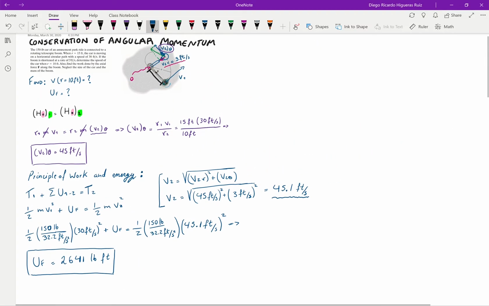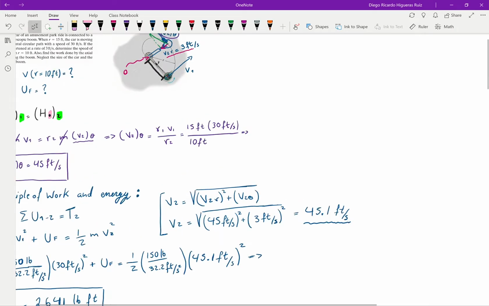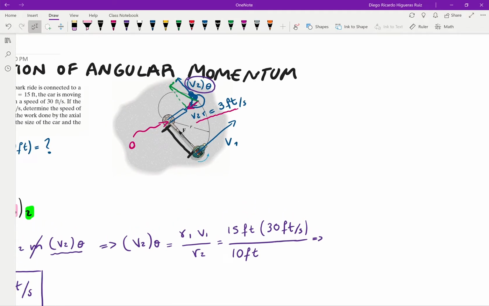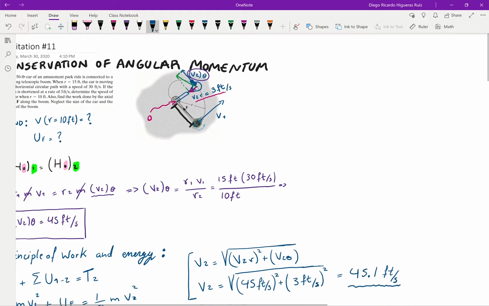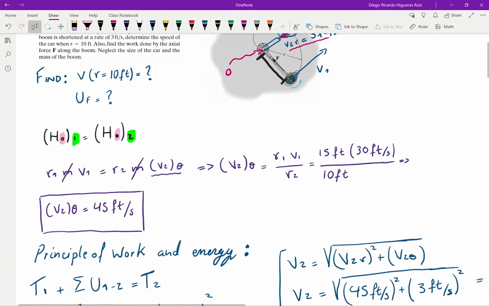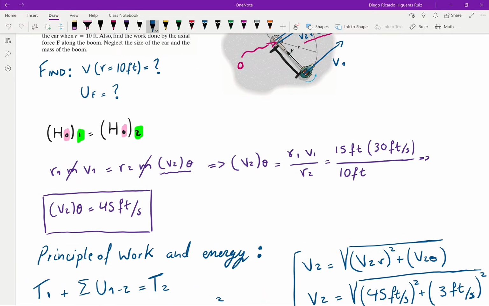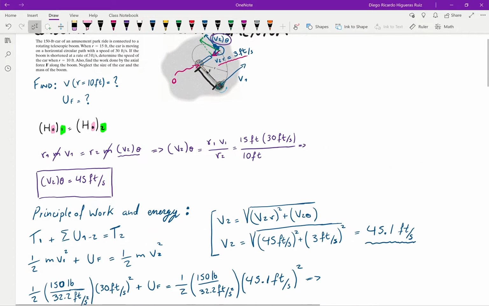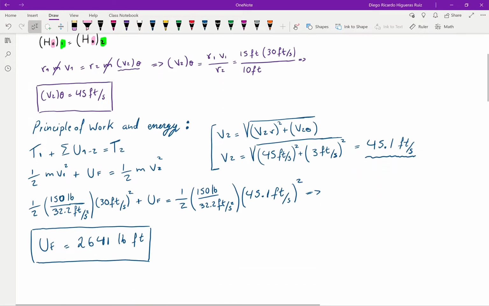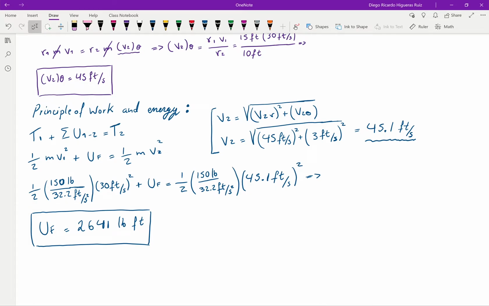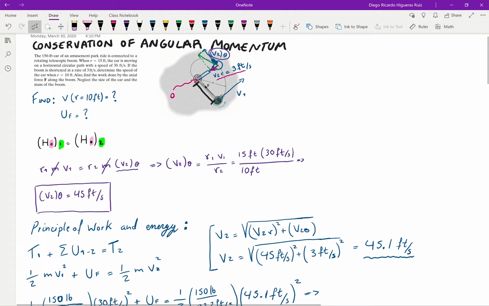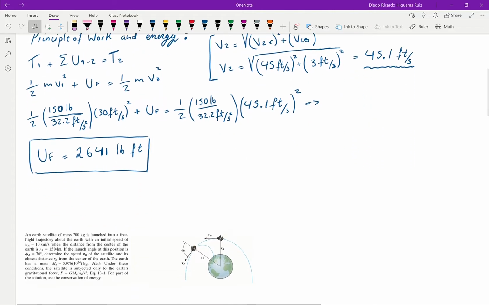Alright, so takeaways from this problem, we always need to consider how my velocity vectors are going, and we always need to use the tangential component of that velocity for my conservation of angular momentum equation. And if we want to calculate kinetic energy, we need to use the total magnitude of the velocity.